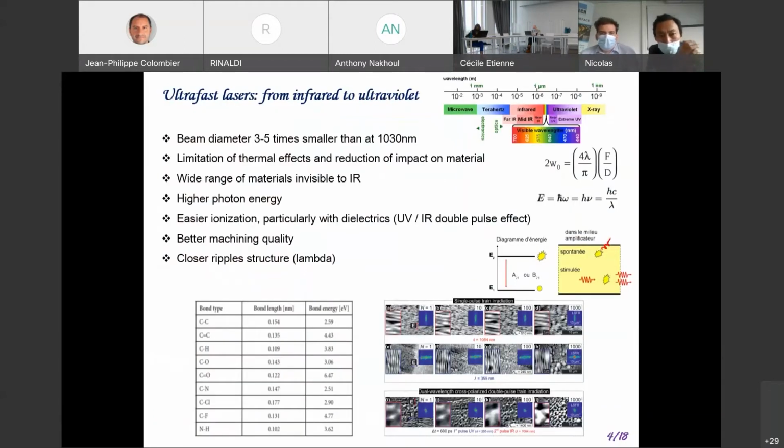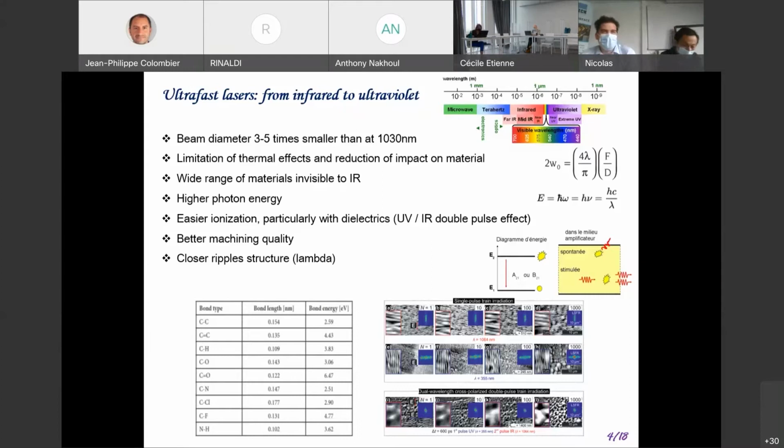With ultrafast laser technology today, more often than not we work on infrared or IR wavelengths, either 800 nanometers or 1030 nanometers. However, we do have some advantages that make us want to use ultraviolet, or UV, ultrafast laser pulses. Now I leave the floor to Nicolas COMPERE to explain why we want to use ultraviolet ultrafast laser pulses, what the advantages are, and the choice of laser sources.